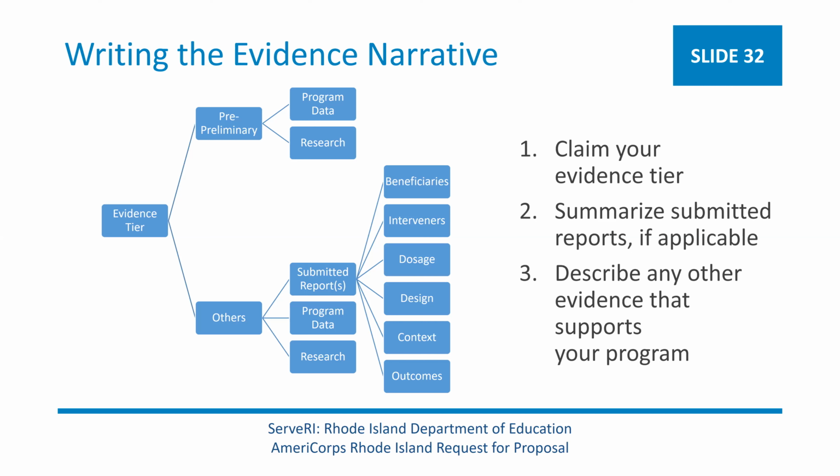You make your claim. Second, now if you've claimed preliminary or higher, you're going to go immediately to describing the reports that you're submitting with the application, explaining the connection between your intervention and the intervention in the report along all of those characteristics that I just quickly highlighted: the beneficiaries, the interveners, the folks delivering the service, the dosage, the design, the context, and the outcomes. You're going to talk about the reports and why you're submitting them and how they're relevant.